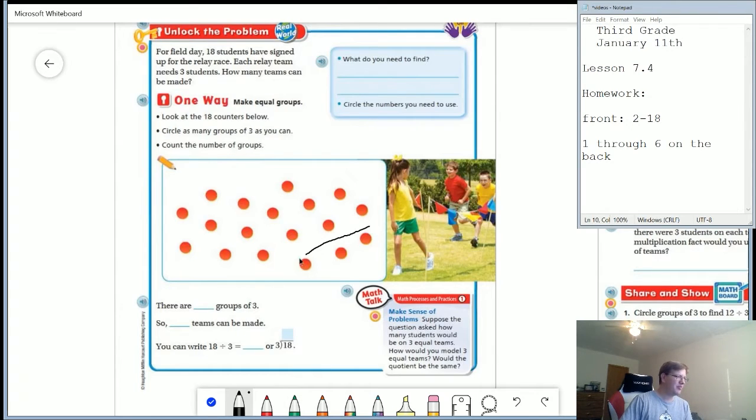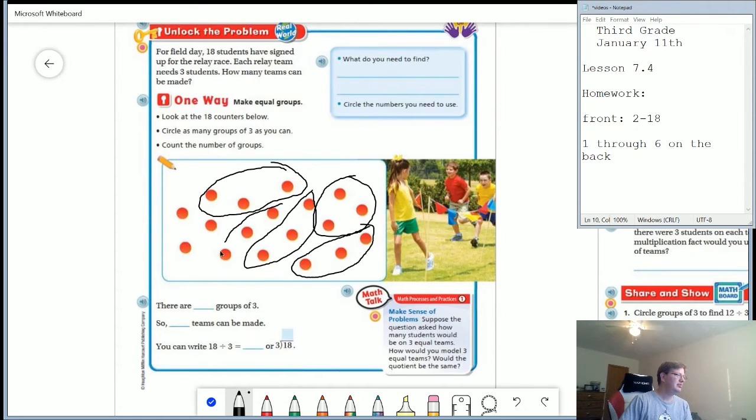I'm actually going to work my way around and go like this. I'm going to make a group of 3 here and make a group of 3 here and here, and then this one's going to look a little bit different. They're not quite as neatly arranged into rows as some other problems might be, so you've got to make choices how you want to circle. So I went with this, and that's going to give us 1, 2, 3, 4, 5, 6 teams of 3. And so this would give us the answer 6.